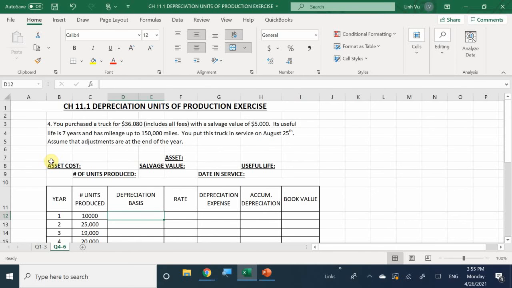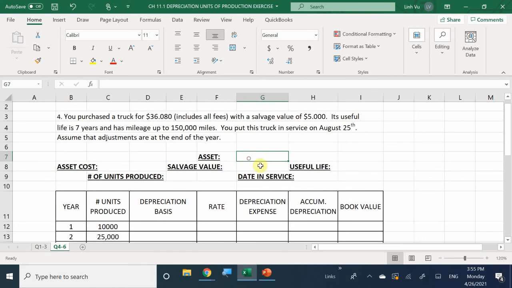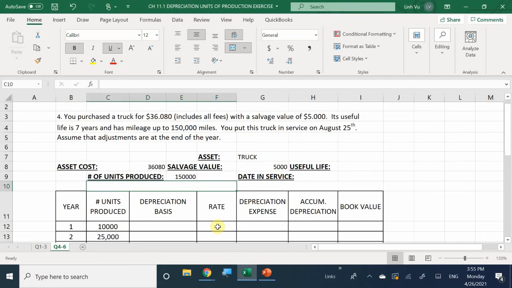So in this case, here we are. What is my asset? What did I buy? Truck. You bought a truck. Good. All right. How much did the truck cost me? $36,080. Okay. How much is my salvage value? 5,000. Okay. What was the number of units produced? In this case, it's in mileage. How many miles can this truck run for? 150,000. Okay.